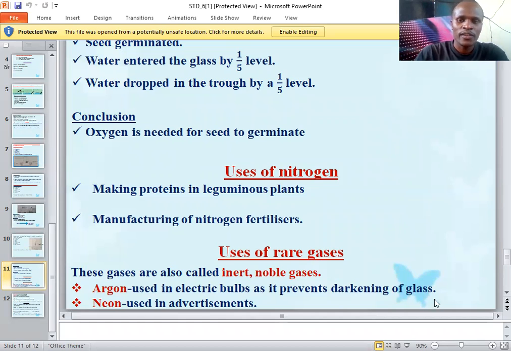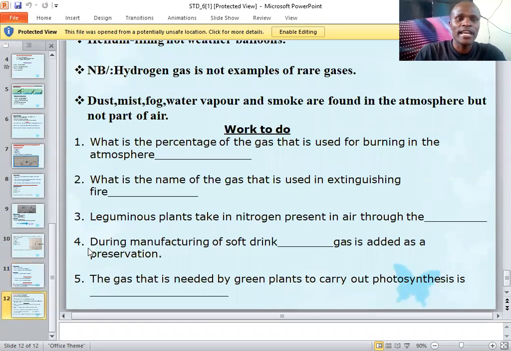Neon is another one which is used in advertisements. If you go to towns, you'll find those billboards there. They look like screens, and you can see those screens are able to produce pictures. So it is the neon gas that is used to make such kind of advertisements in those billboards. So neon is a gas that is very important when making advertisements. Then we have another one.